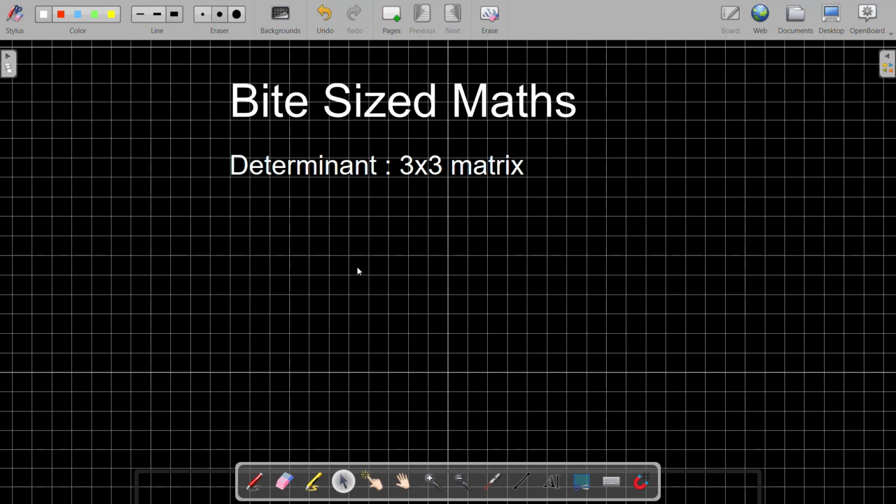Welcome to another episode of Bite Size Maths. In today's class, we'll be looking into the determinants of 3 by 3 matrices. And let's get started.